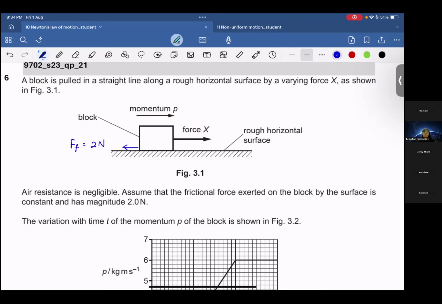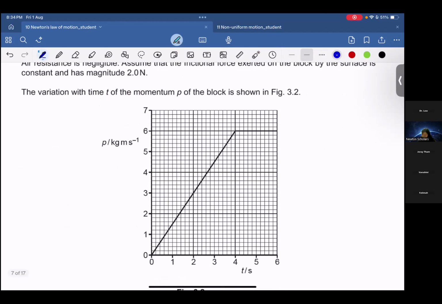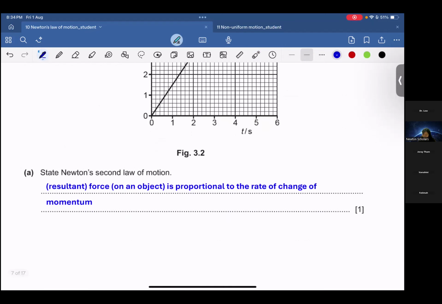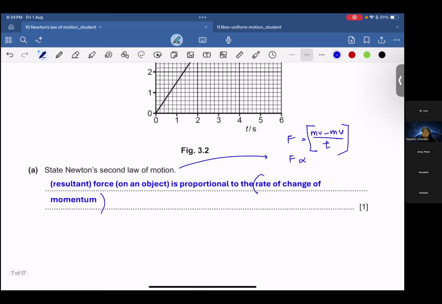Okay, so here, this is the momentum. Later we come back and go through this graph. Here, state Newton's second law of motion. This one already gives you the answer. It is F equals to mv minus mu over t. So the force is directly proportional to the rate of change of momentum. So this is the rate of change of momentum. If you are smart enough, a lot of definitions you don't need to memorize. We can get them from the formula and explain based on the formula.